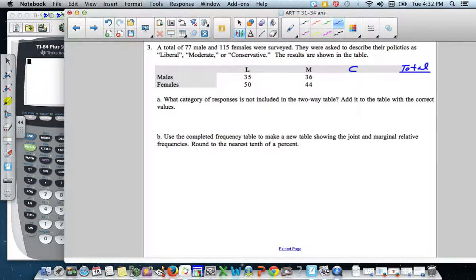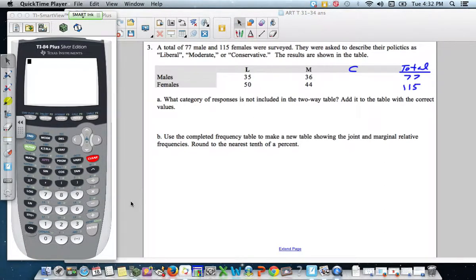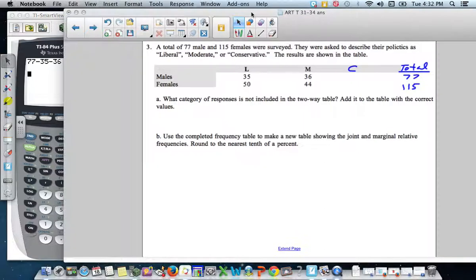So I'm going to add in the totals here, 77 males and 115 females. And then I can use subtraction to figure out how many conservatives there were. So if there were 77 males, and I subtract the 35 who were liberal and the 36 who were moderate, that leaves 6 left to be conservative. I can do the same thing for females, and I get 21.